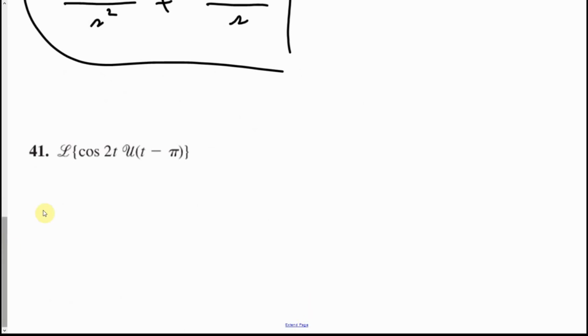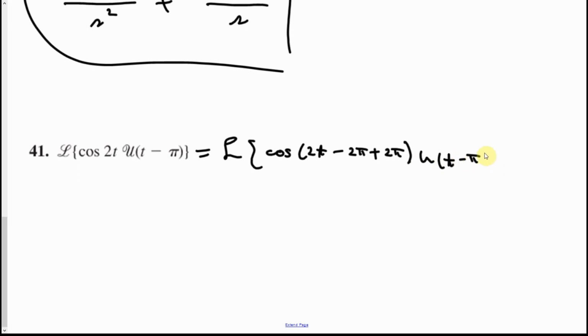Again, something similar. Notice this is cosine 2t, but over here is just t minus pi. So we need to supply here a very equivalent form. So we have cosine of 2t, and then this is going to be minus 2 pi, but plus 2 pi times the unit step of t minus pi.